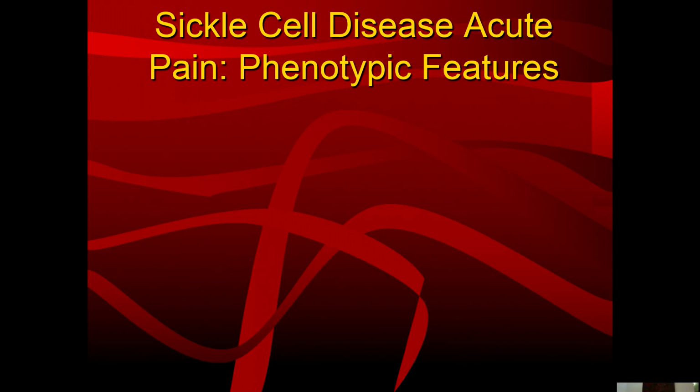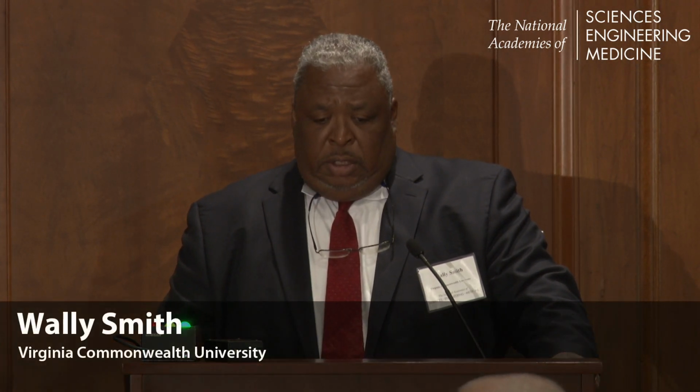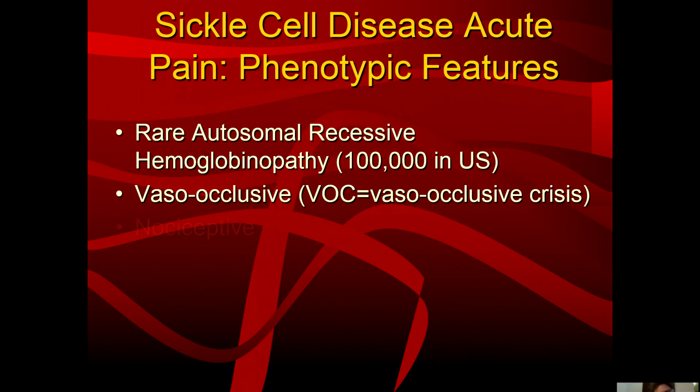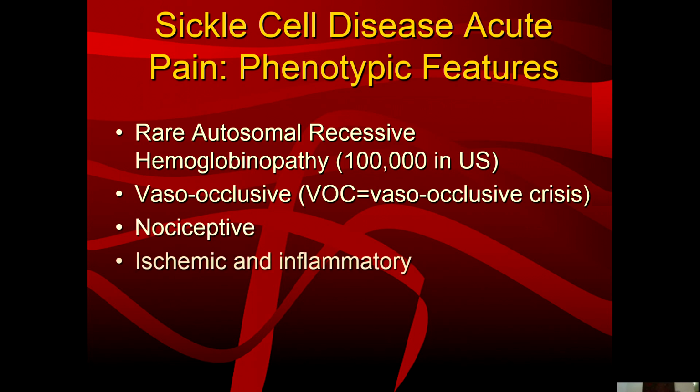Sickle cell disease is a rare hemoglobinopathy with an outsized influence on emergency departments and hospitals, especially in urban areas in the United States. It affects approximately 100,000 individuals. The pain of sickle cell disease is vaso-occlusive in nature at the beginning of its course. It's nociceptive, it's ischemic, and inflammatory mechanisms are involved.